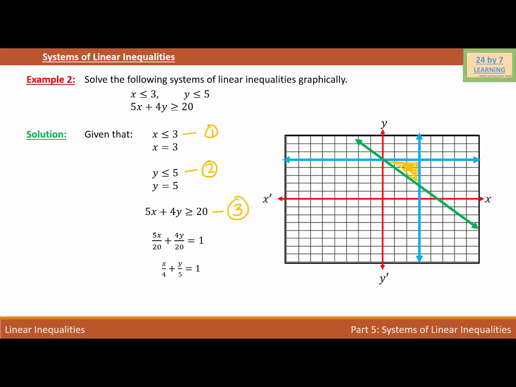And always remember, we are also considering the values on these lines, including the points of this triangle. And this is how we will solve systems of linear inequalities.